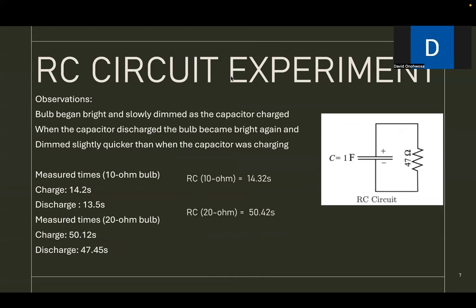So for the RC circuit experiment, what I observed was that the bulb began bright and it slowly dimmed as the capacitor charged. And then when the capacitor discharged, the bulb became bright again and it dimmed slightly quicker than when the capacitor was charging, which we can see in the charge and discharge times for both the 10 and 20 ohm bulbs. And then here are the values for the RC for both of those.